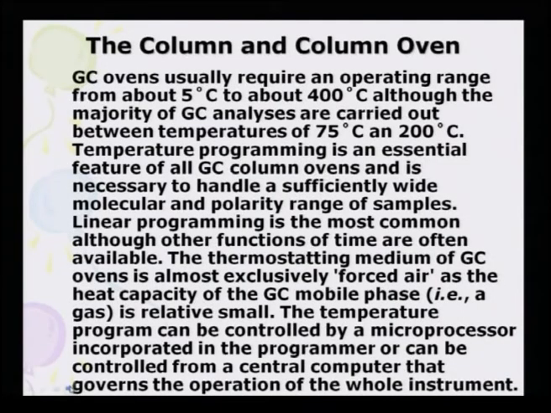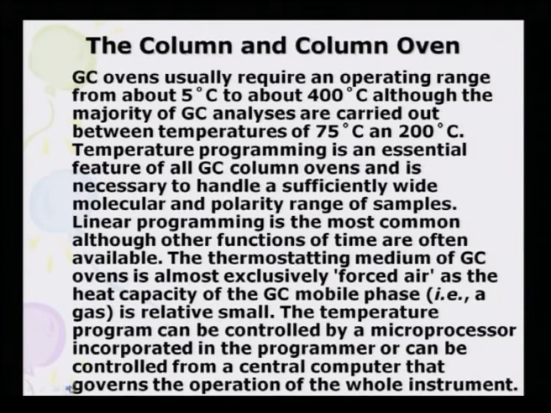Column and column oven, because as I said, the column is seated in an oven. GC ovens usually require an operating range of 5 degrees to 400 degrees, although the majority of the GC analyses are carried out between temperatures of 75 to 200 degrees. Temperature programming is an essential feature of all GC column ovens and is necessary to handle a sufficiently wide molecular and polarity range of samples. Linear programming is the most common, although other functions of time are also available.